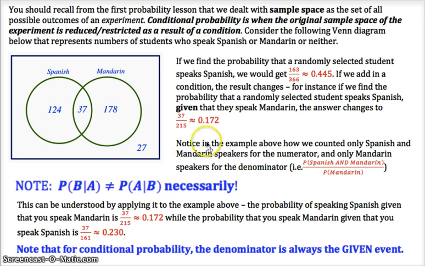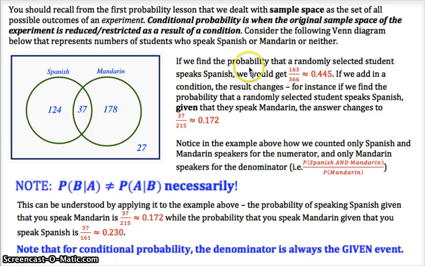So this is all the kids who are speaking Spanish, and this is the number of kids who speak Mandarin. So there's 163 kids who speak Spanish. There's over 200 that speak Mandarin. There's 37 that speak both, and there's 27 that speak neither. That's what all those things stand for. These little separate numbers are separate groups where there's no overlap. 124 have Spanish only, no Mandarin. 178 are Mandarin only, no Spanish, as you know.